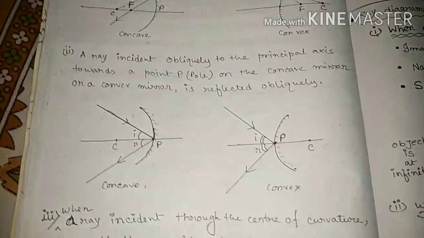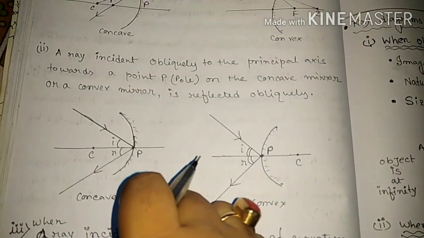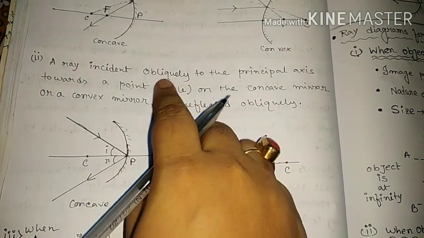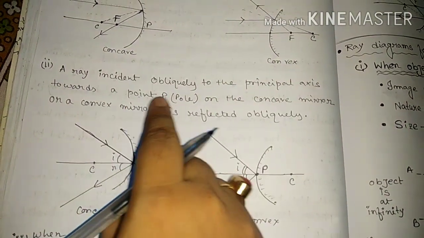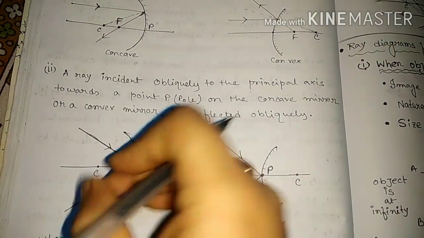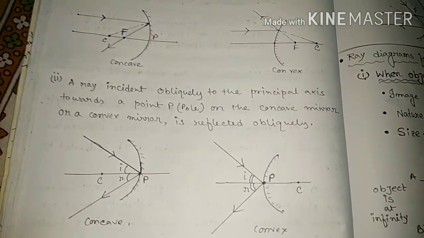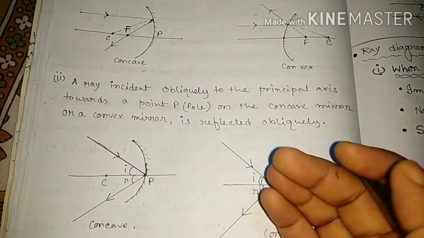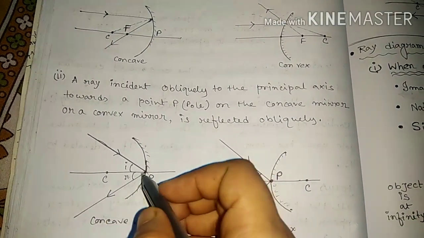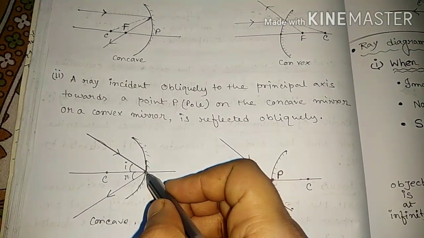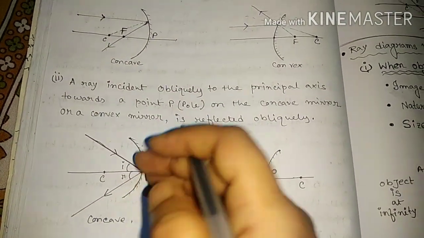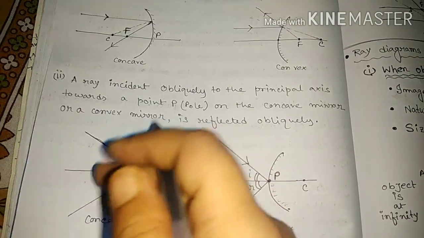Second rule. If the incident ray is directly incident on the pole, that means obliquely to the principal axis towards a point P, P means pole, then on a concave mirror or a convex mirror, from the pole it will be reflected back. After reflection from the pole, it will be reflected in another direction. In these cases, they will follow the laws of reflection.